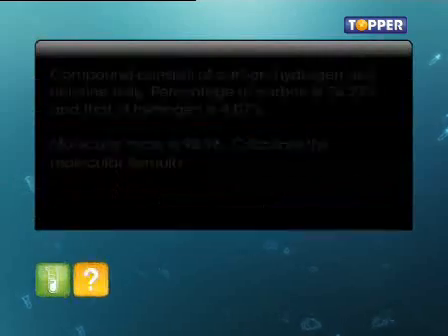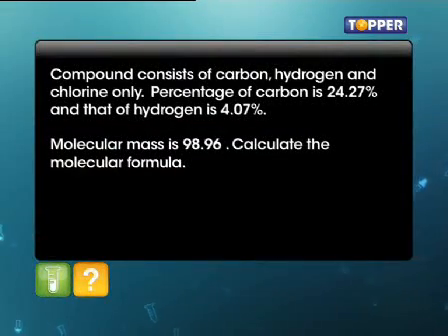So do I. A compound consists of carbon, hydrogen and chlorine only. Percentage of carbon is 24.27 and that of hydrogen is 4.07. Molecular mass is 98.96. Calculate the molecular formula. You think about the answer while we take a break.